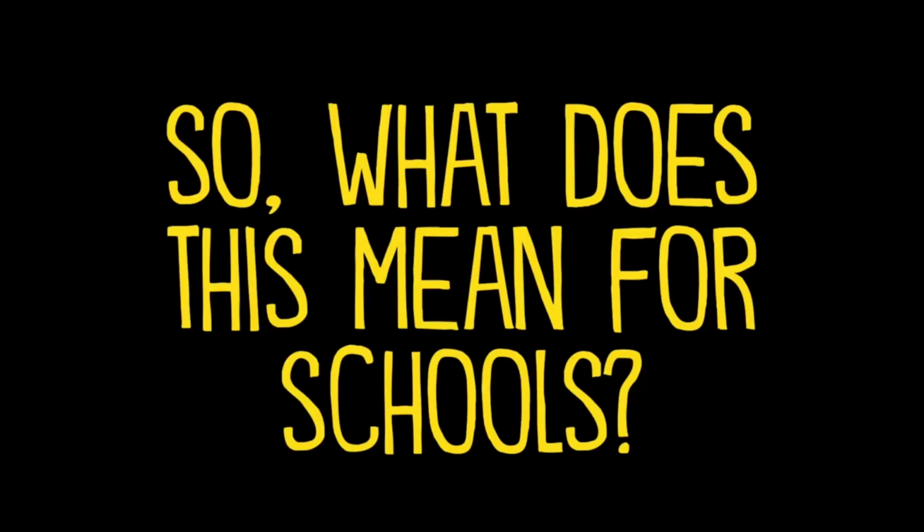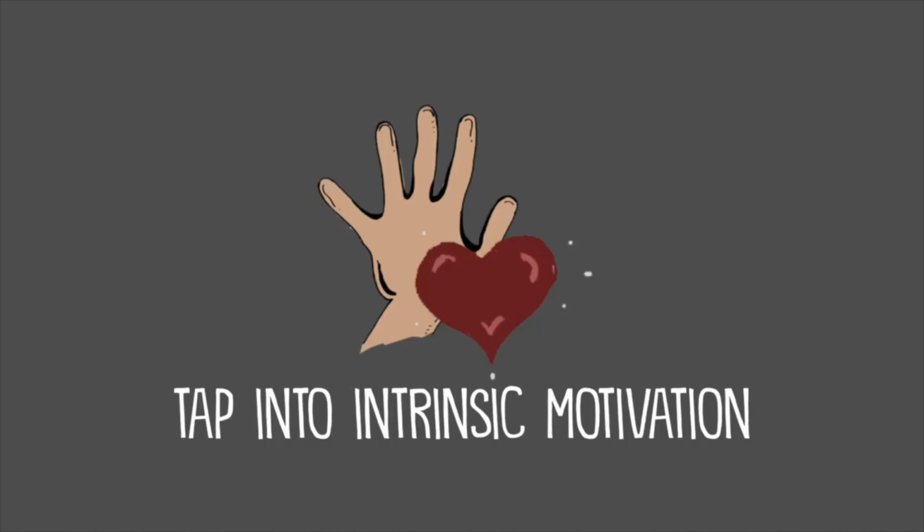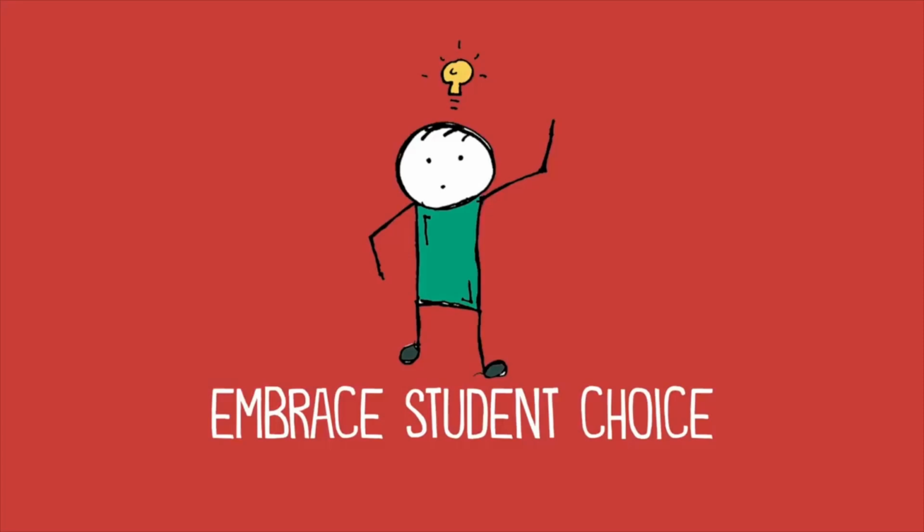So what does this actually mean for schools? Well, here are a few ideas. Number one, tap into intrinsic motivation. Find tasks that students will want to do rather than tasks that they simply have to do. Number two, embrace student choice and agency. Whenever possible, allow them to own their learning.